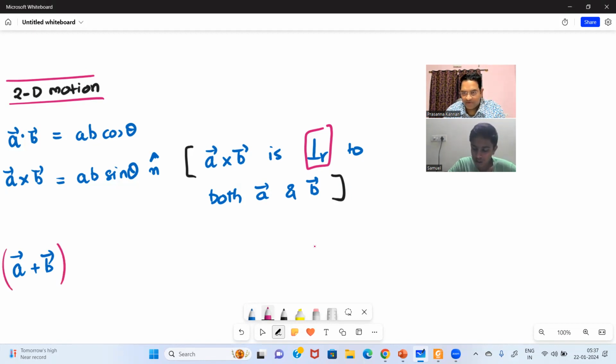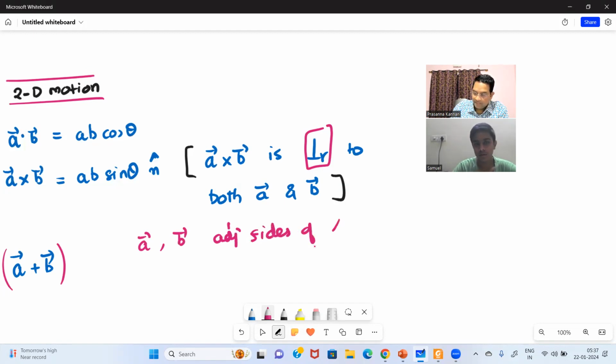A vector plus B vector is represented by... Yes, ma'am. If A vector and B vector, I take it as adjacent sides of a parallelogram. What gives you the vector A plus B? A plus B is called the resultant of the two vectors, represented by R vector. So resultant will be given by, did we not discuss that it is given by the diagonal of the parallelogram?